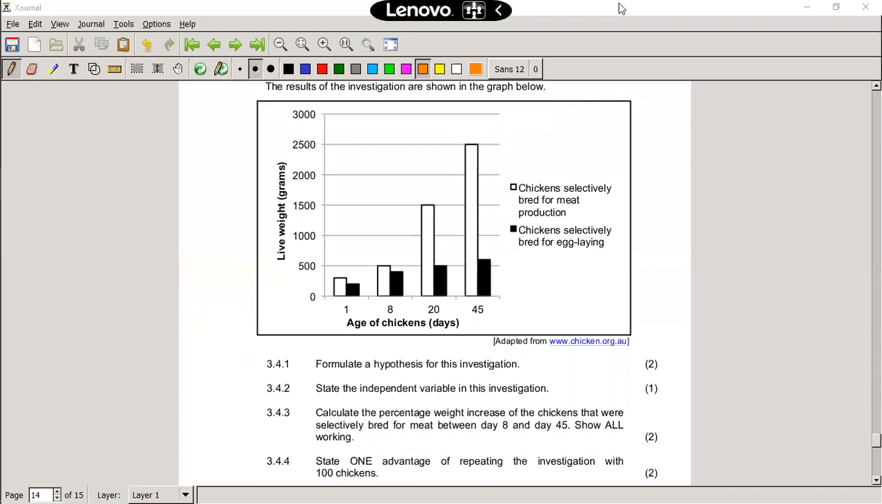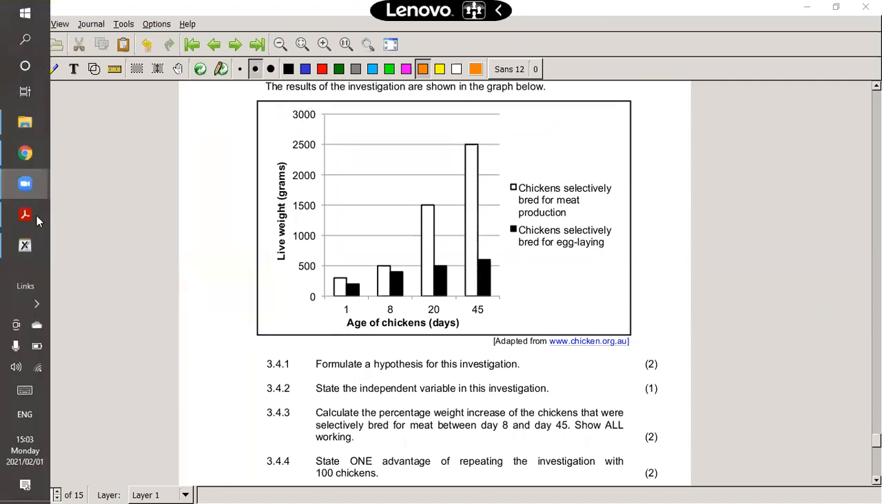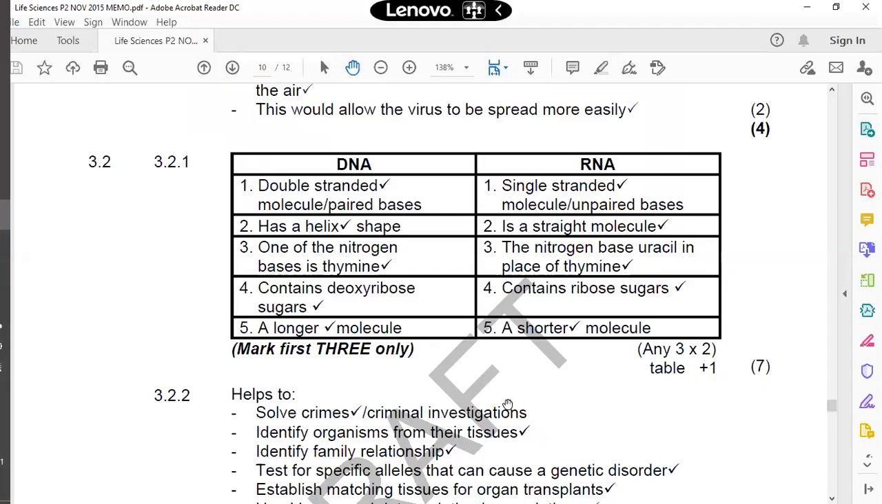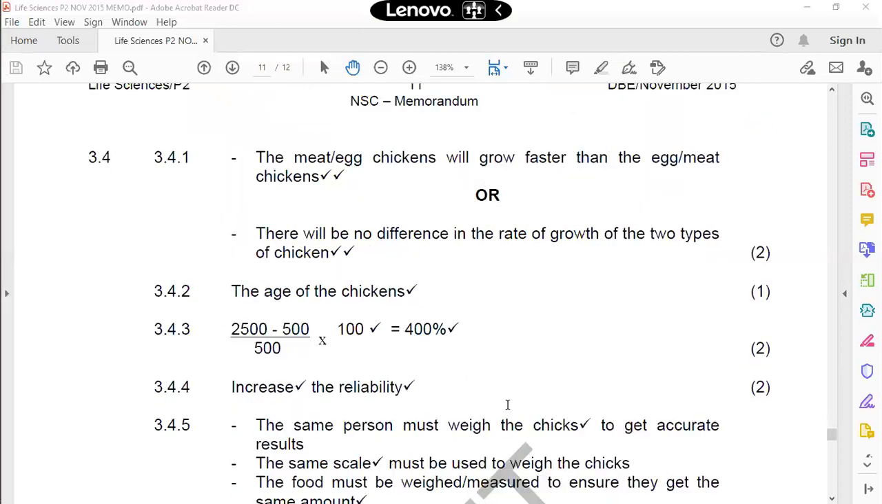So regarding 3.4.1, let's go back to 3.4.1. I'm going to go to the memo and show you. What was your answer? Okay, guys, I see that my internet connection is giving some trouble. Just repeat the answer you gave for 3.4.1. I said chickens that are bred for meat production grow faster than chickens that are bred for laying eggs.